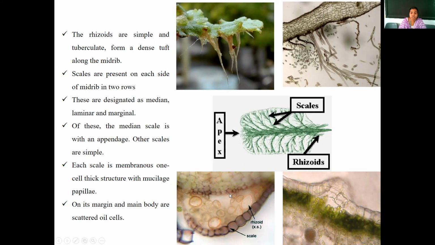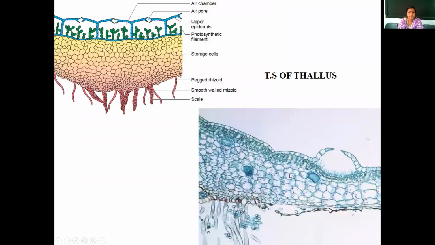And if you take the section of the rhizoid, this is the single-layer rhizoid, and inside the rhizoid you can see the mucilaginous papillate cells. On its margin, you can see the reserve deposits in the form of oil globules.